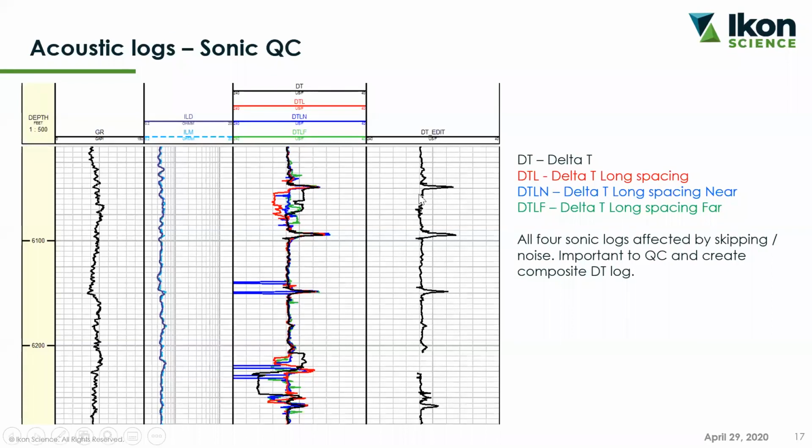We've essentially taken sections which we're happy with, which haven't got cycle skipping or weird spikes, removed the bad parts, and created a final log from that. If we're not sure what the response should be, just leave a gap, because again, we're going to use this in the rock physics modeling. We can go back and fill that gap with some synthetic that we created from our multi-well trends.